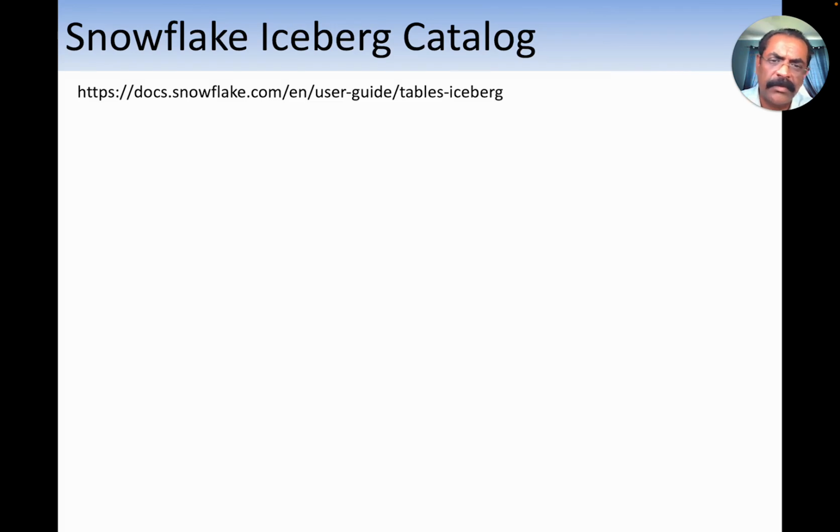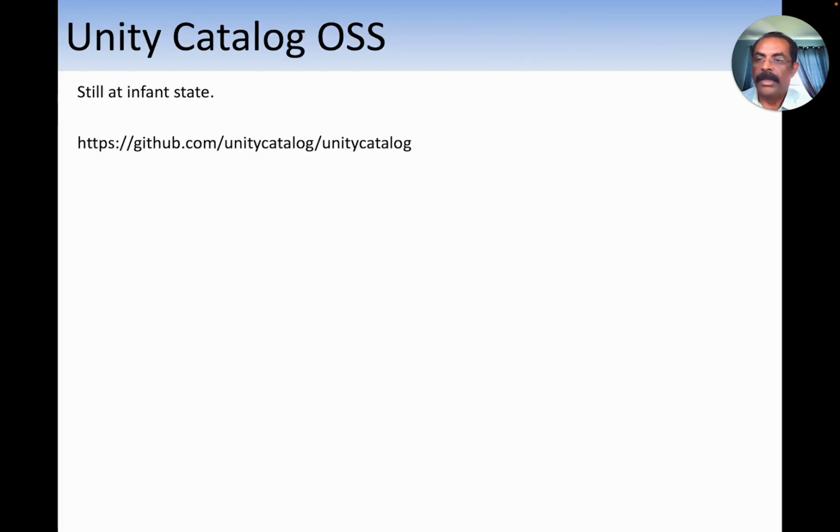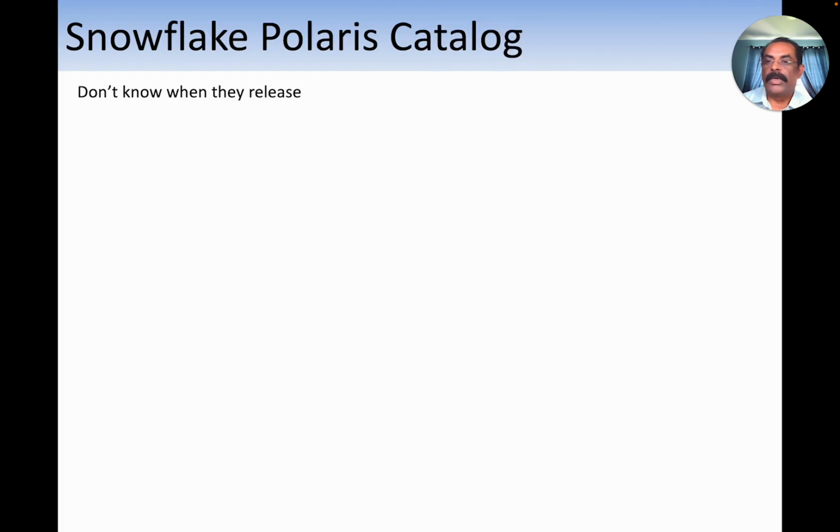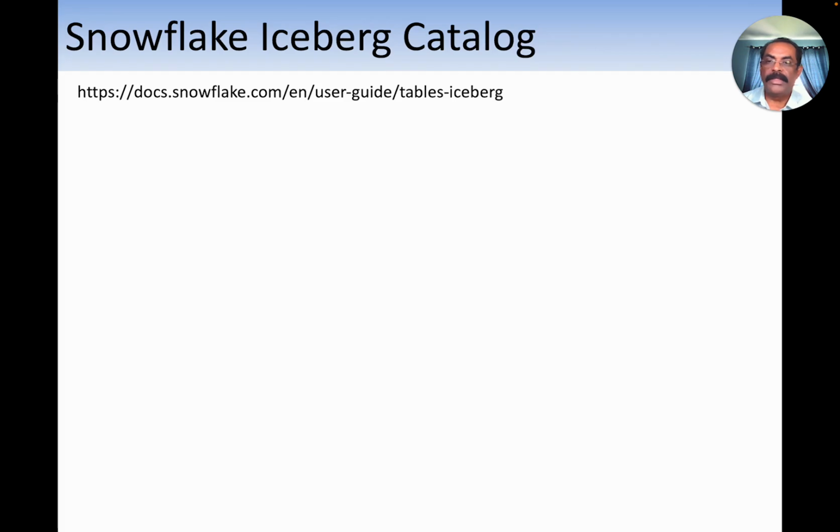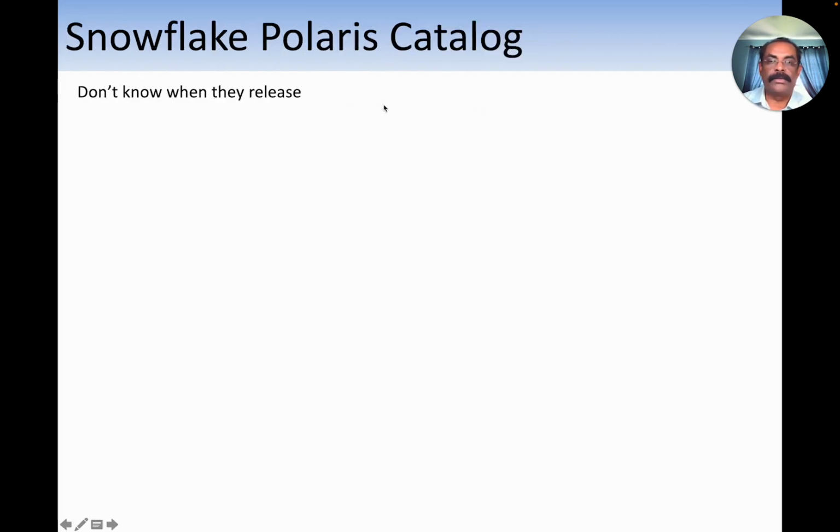To understand the Snowflake catalog, check their website. In one of my videos I explained the Iceberg catalog. The Unity catalog is still in an infant state, so just check it out; it's not ready to discuss. Polaris is coming, we don't know when they're releasing, maybe in another 2 months. This is coming from Snowflake. The Snowflake catalog is current, but in the future they are going to use Polaris.